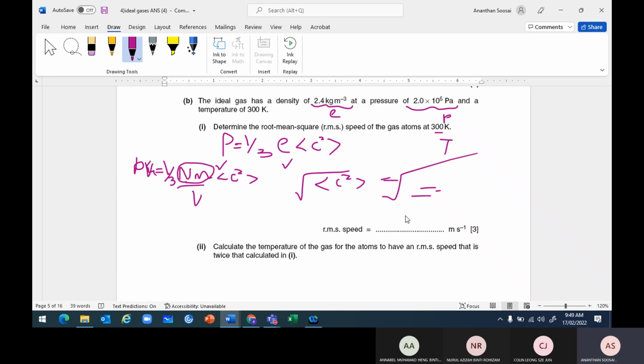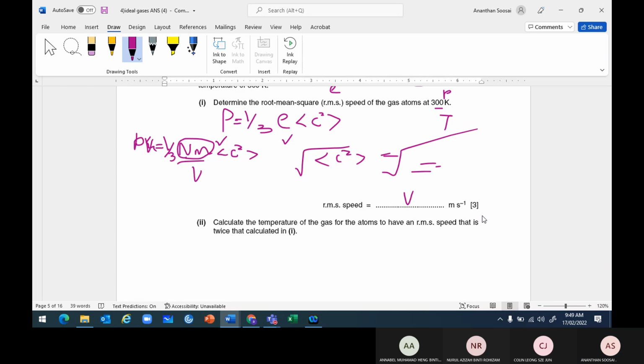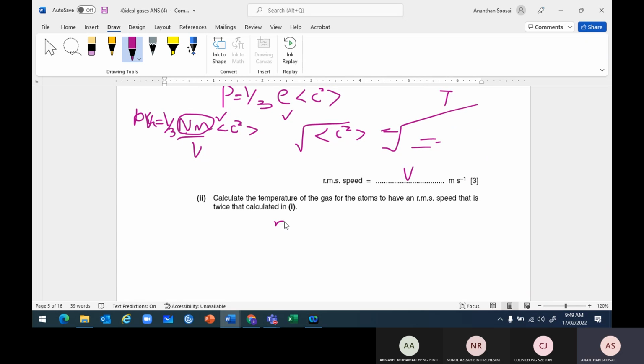Let's say the value calculated in one is V. Let's say the first V RMS is V. Remember mean square speed. Then temperature, right? I always draw these three columns. I want you to highlight, don't forget the mean square speed. So they said the first root mean square speed, let's say you got V. I put a number.